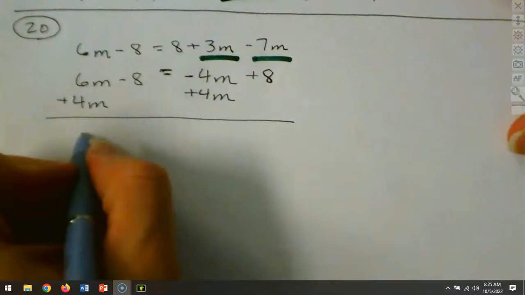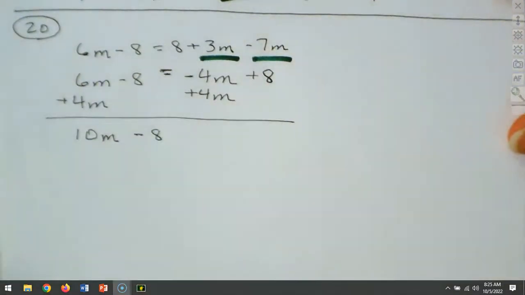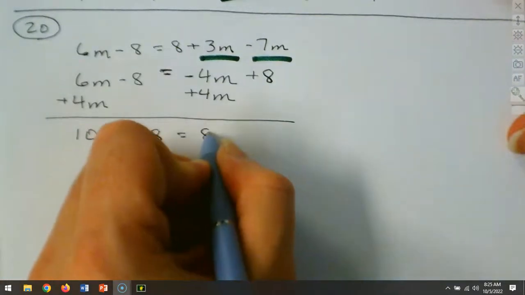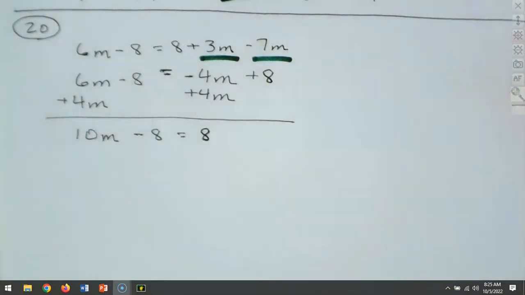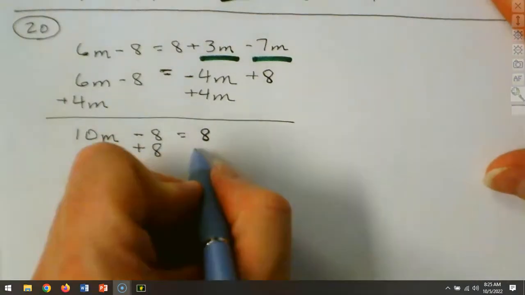Adding those together, that gives you 10m. And then we still have the minus 8, and that equals a positive 8. Here's where students make a mistake. Those 8s are not going to cancel out. I've got to move that negative 8 over. When I move that negative 8 over, it becomes addition.